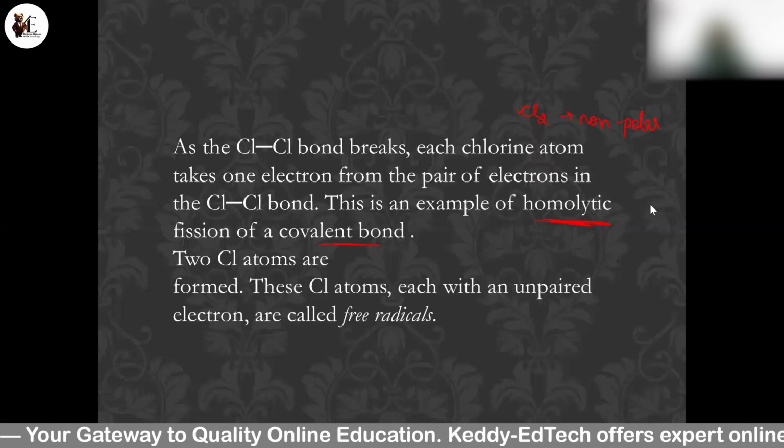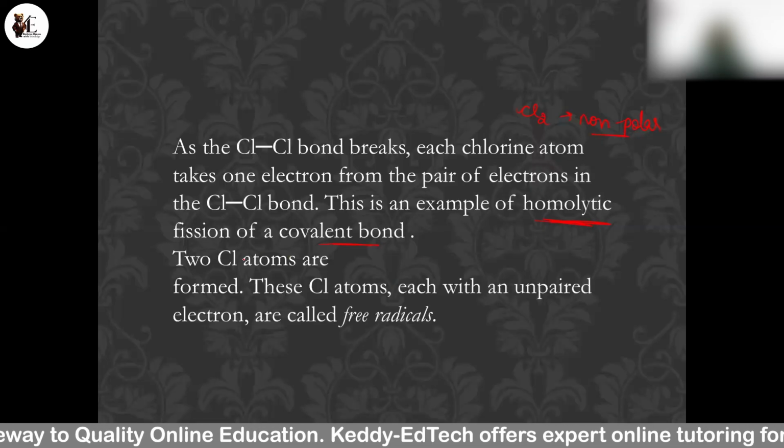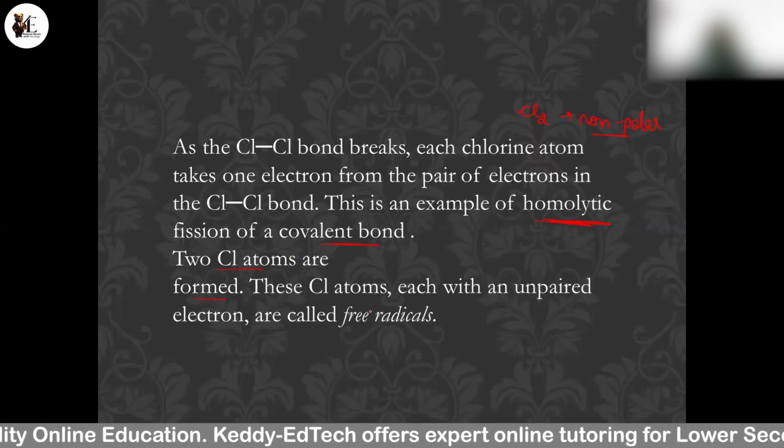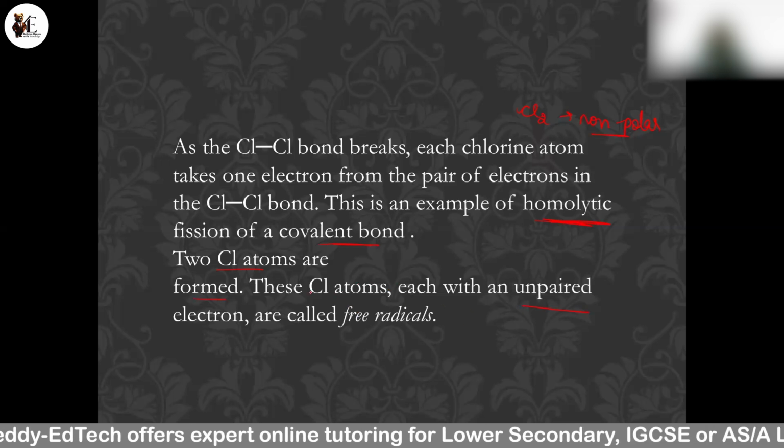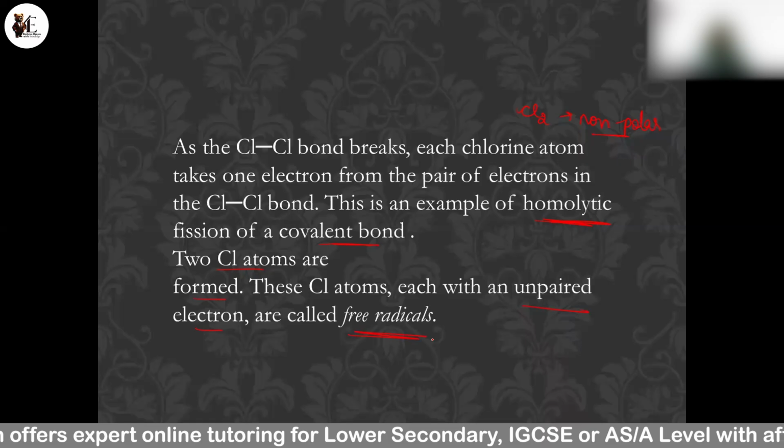No partial positive and no partial negative charges are developed here. The 2 chlorine atoms are formed. That means the 2 chlorine atoms are known as free radicals, which have an unpaired electron. So they are called free radicals.